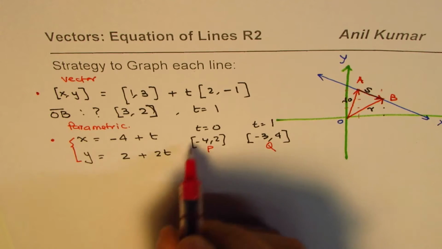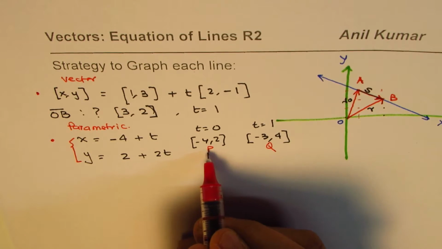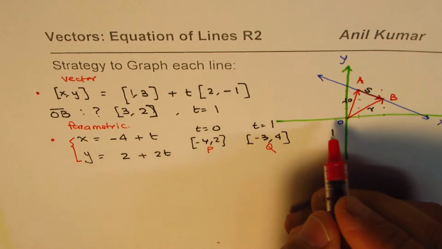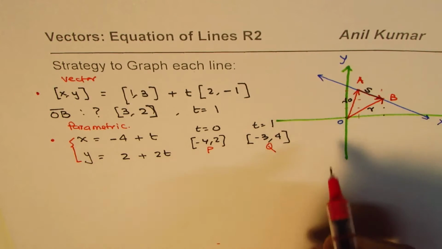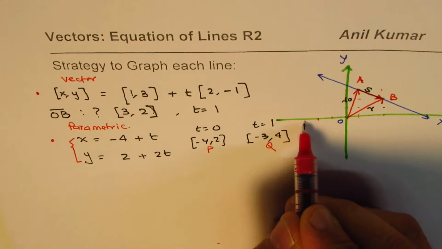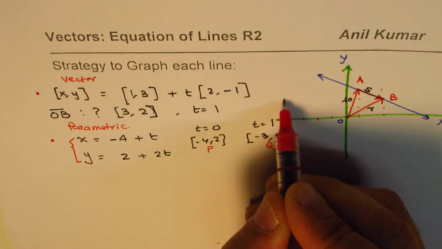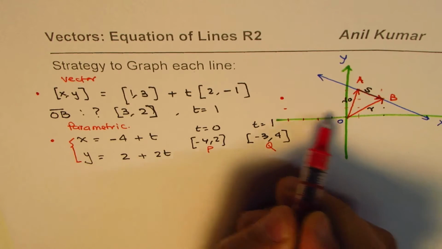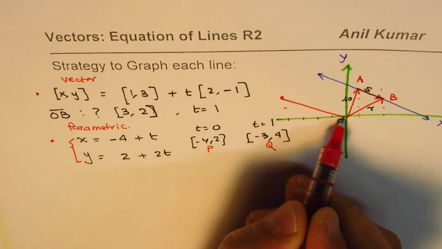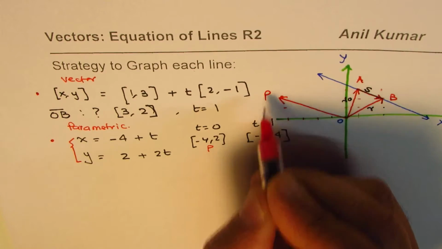Okay. So what is OP? OP from the origin to P will be the position vector (-4, 2). So we'll go -4, which means left, right? 1, 2, 3, 4, and 2 up. So 1, 2, right? So let's say this is the position vector OP.